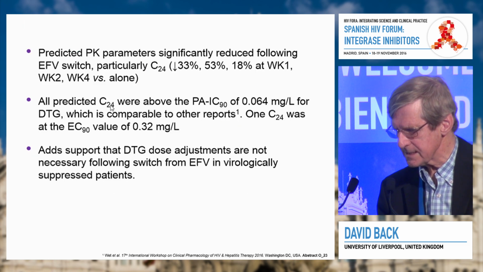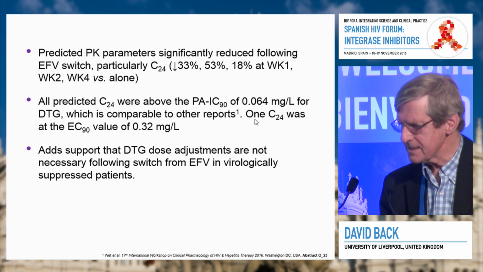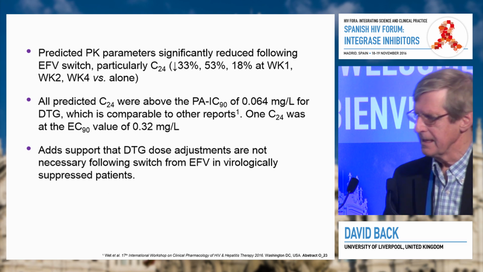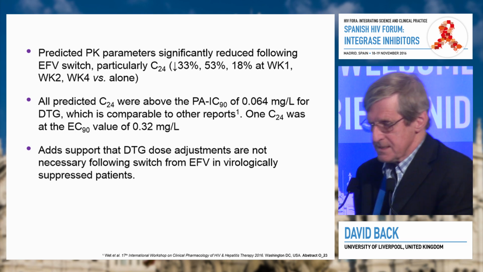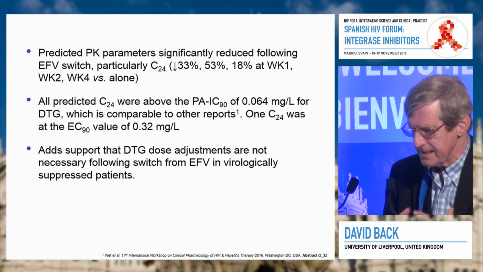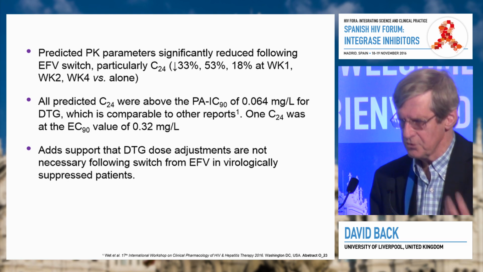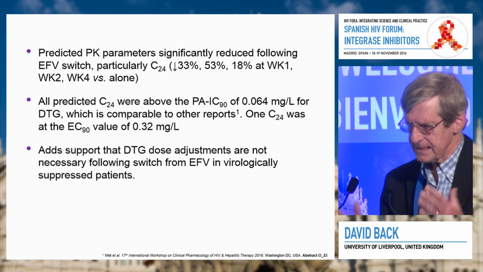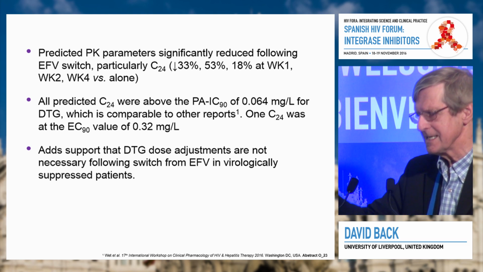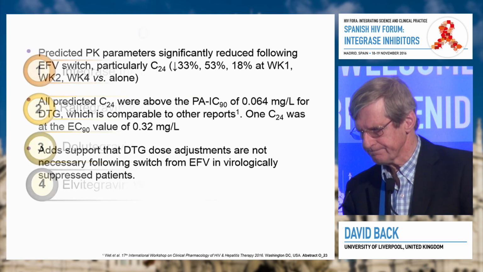But if you relate it to an EC90, which is what we looked at before, one subject was actually at the EC90 value of 0.32. Now, how that relates, because at the present time, our advice is that switching from Efavirenz, you do not necessarily need to do anything in terms of doubling the dose of Dolutegravir, for example, that dose adjustments are not necessary following switch. But that study just had that one subject who was on the cusp of the EC90. So what do you think of EC90, and what do we think of this in clinical practice?